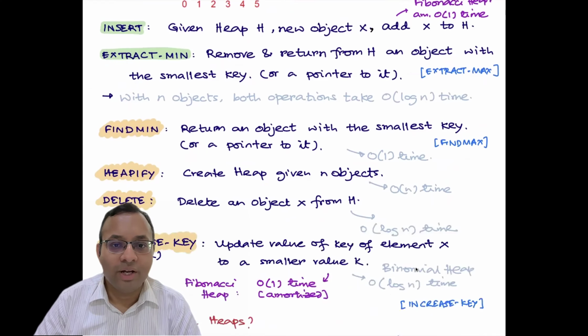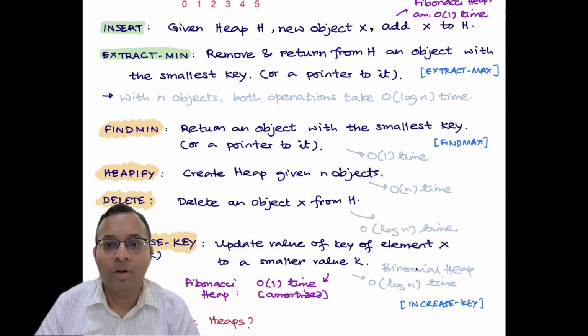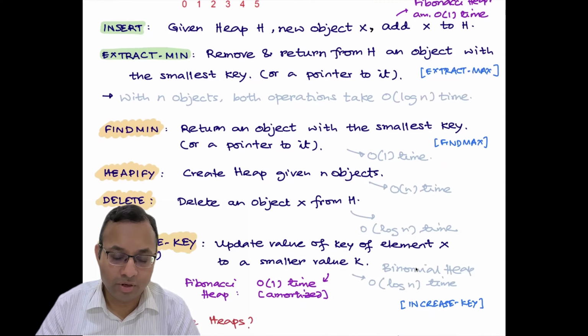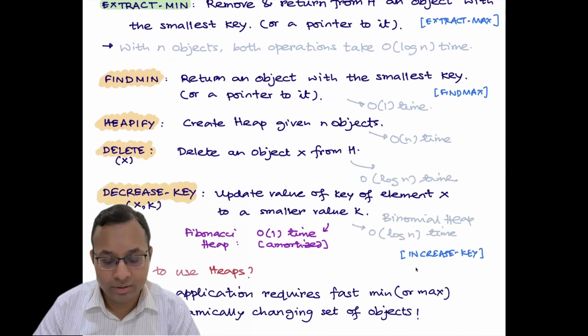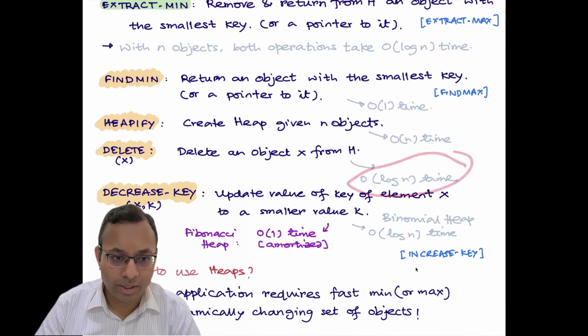Other operations are find min for min heap or find max for max heap, where we just want to find the object with the smallest key. We are not removing it. Heapify: when we create the heap, we give the initial n objects, and in order n time you can create the heap. Delete: you can delete an object from the heap. You give a value and we find that object and delete it. It can again take order log n time.